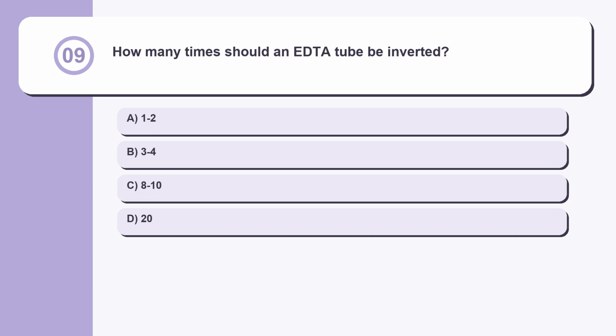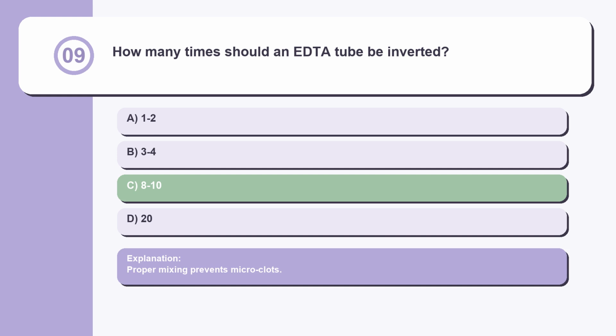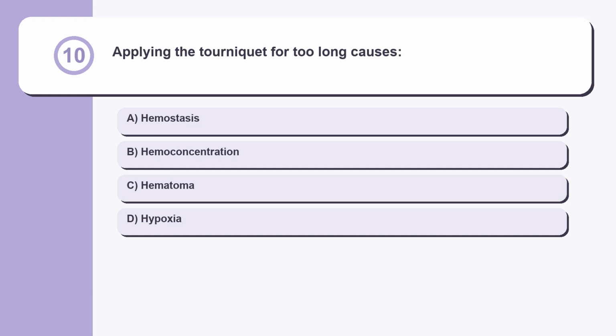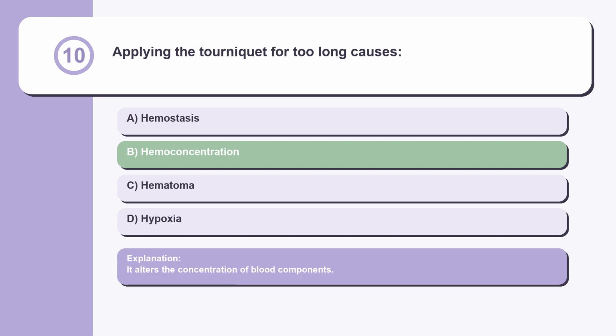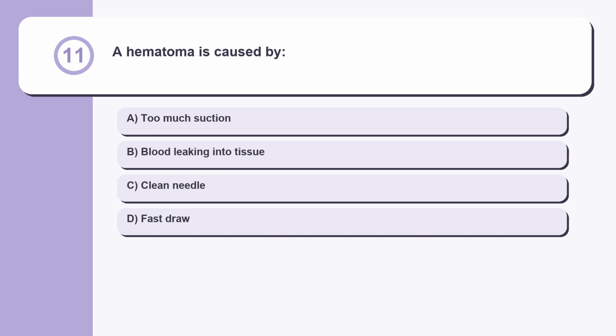Question 9. How many times should an EDTA tube be inverted? 1 to 2, 3 to 4, 8 to 10, 20. Proper mixing prevents microclots. Question 10. Applying the tourniquet for too long causes hemostasis, hemoconcentration, hematoma, hypoxia. It alters the concentration of blood components. Question 11. A hematoma is caused by too much suction, blood leaking into tissue, clean needle, fast draw. Commonly known as a bruise.